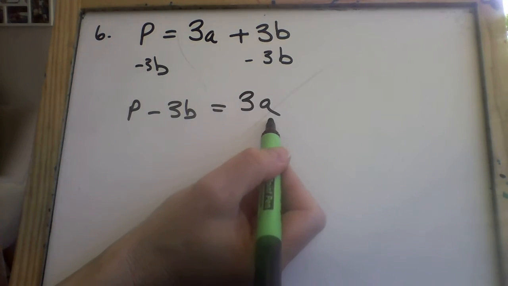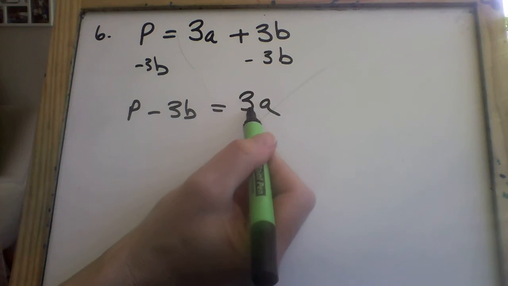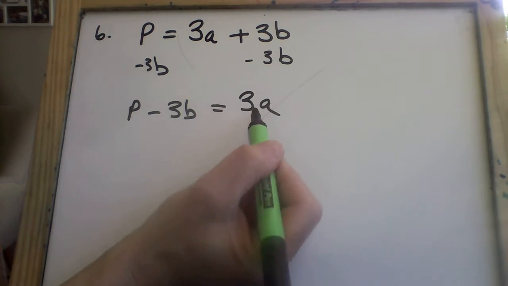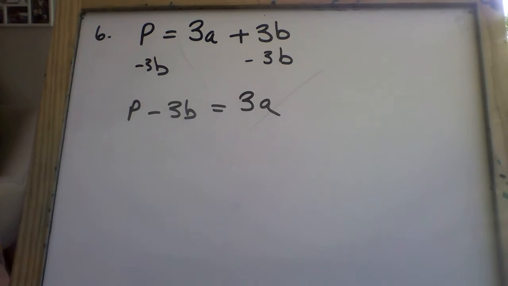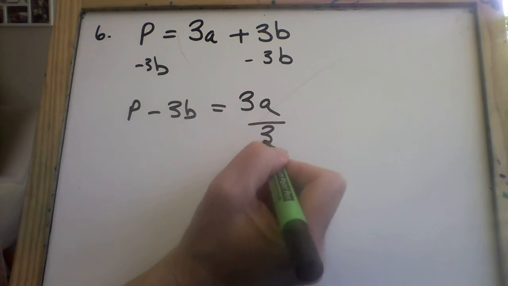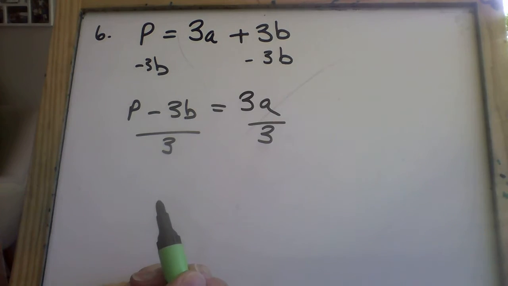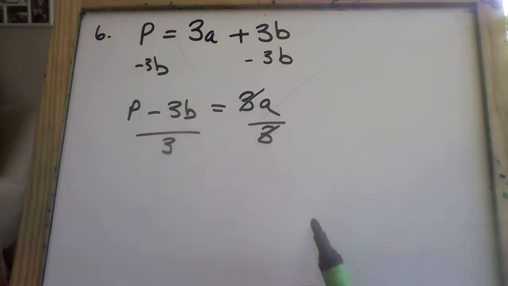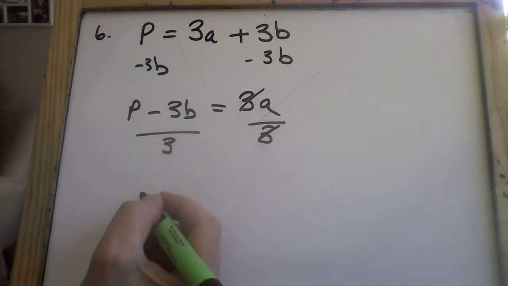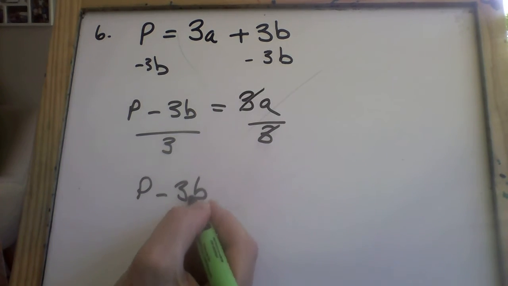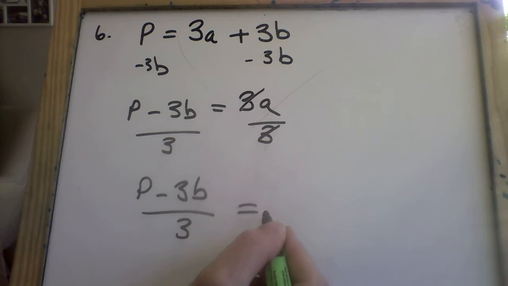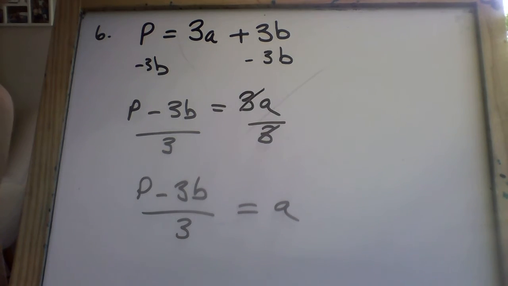We want to make A the subject, and at the moment it's got this 3 times A, isn't it? We've got it being multiplied by 3. So again, to get A by itself, we just do the opposite, and the opposite of multiplying is divide. So we need to divide both sides by 3. Okay, that cancels that one out. So we're left with A on that side, and on this side we are left with that. And so that's how we made A the subject of this formula.